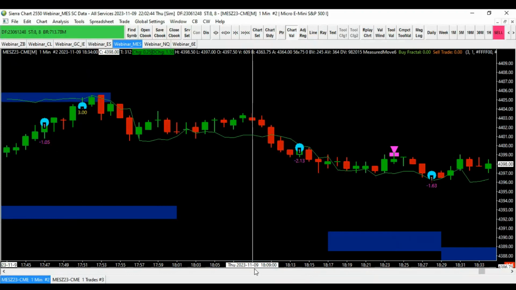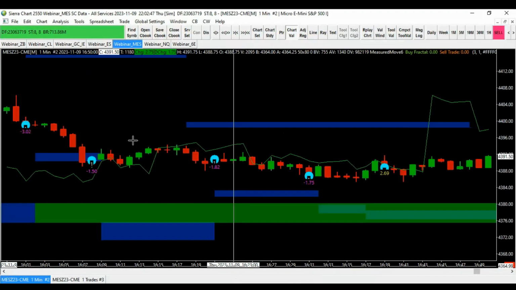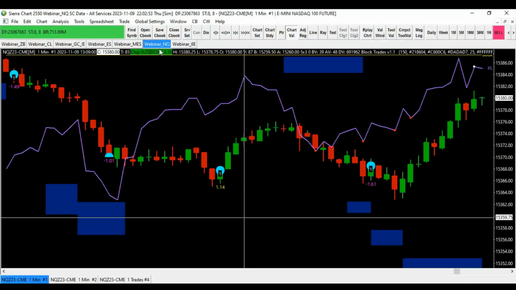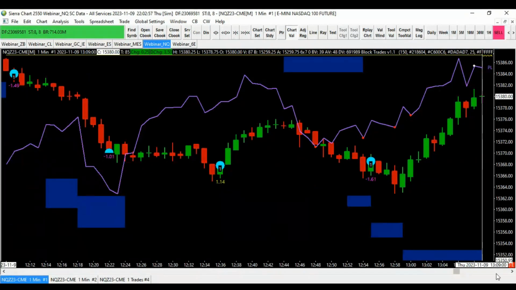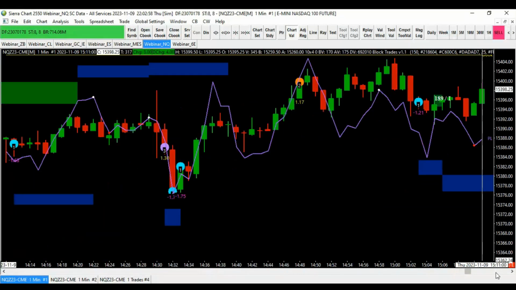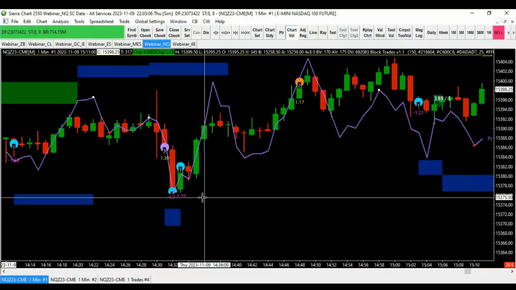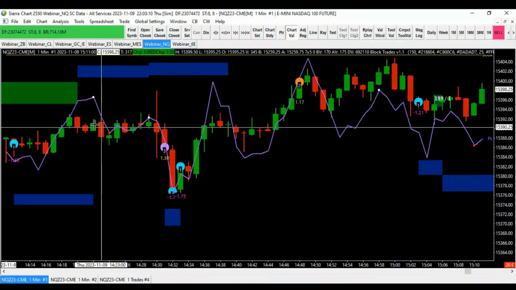Okay, I think we're already past the hour now. So what else do I have? NASDAQ. Don't think there was anything too meaningful on NASDAQ, but it's worth having a look, just because it moves a lot more quickly than the other markets.